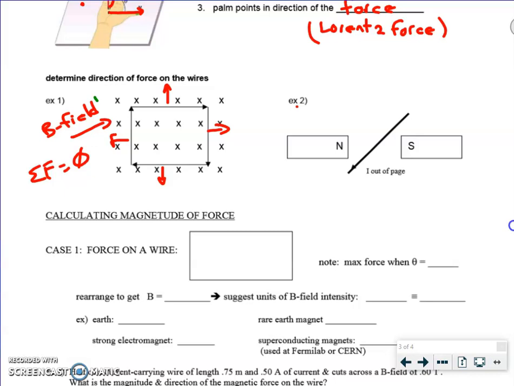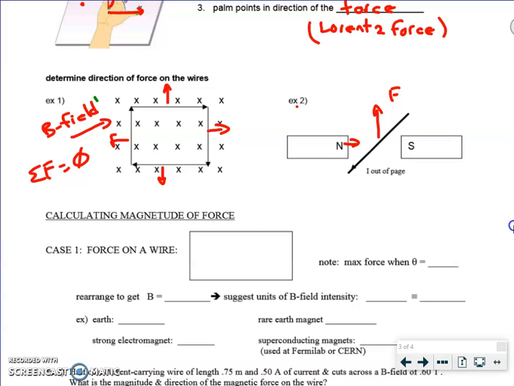Okay, so if you did it right, you should have had the force going up on the page. How do we get that? Well, I would point my fingers from north to south, so I'd point my fingers to the right. The current is coming out of the page, so I'd point my thumb straight out at me, and if I do that, I see my palm should be pointing up, and so that wire is going to be forced upwards. And notice that force is sideways to either one.